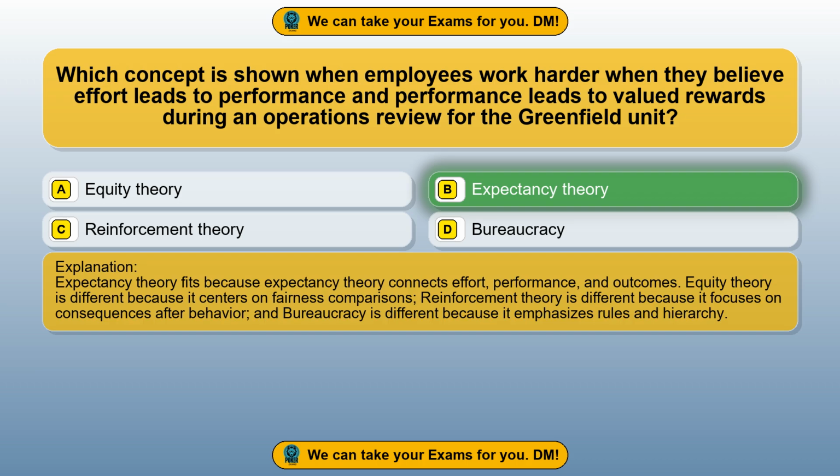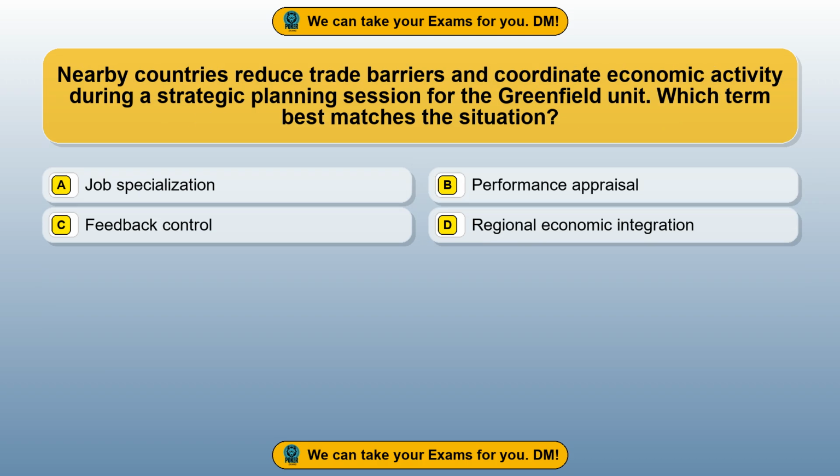Expectancy theory fits because expectancy theory connects effort, performance, and outcomes. Equity theory is different because it centers on fairness comparisons. Reinforcement theory is different because it focuses on consequences after behavior, and bureaucracy is different because it emphasizes rules and hierarchy. Question 20. Nearby countries reduce trade barriers and coordinate economic activity during a strategic planning session for the Greenfield unit. Which term best matches the situation?